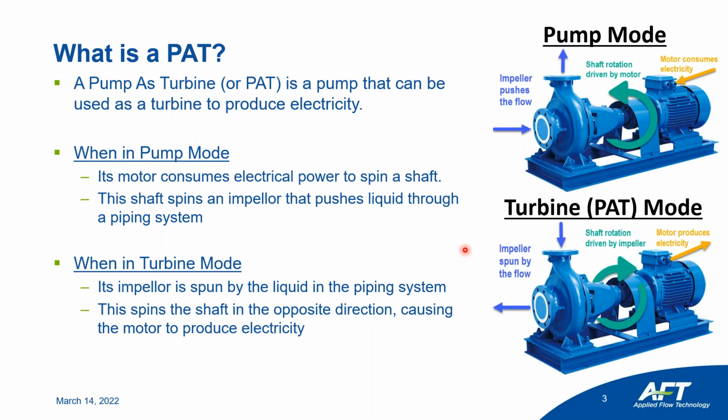When you have the pump acting as a turbine, the opposite process is happening. You have flow rotating the impeller, and the impeller is then spinning the shaft, which spins the magnets in the motor and produces electricity from the motor as if the motor is a generator.